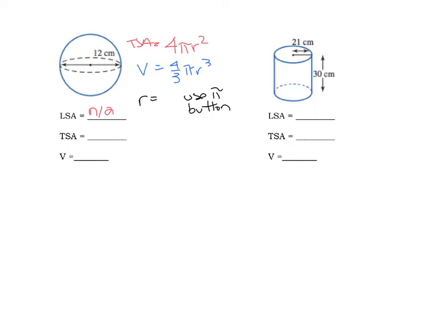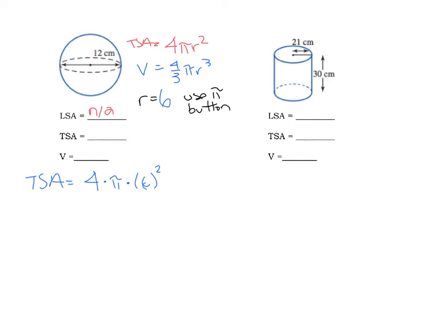So radius, notice they gave me that the whole thing is 12, which is the diameter. Radius is half of that, so I know my radius is 6. So now, let's find the total surface area by plugging in what we got. So we have 4 times the pi button times the radius squared. So 4 times pi button times 6 squared gives me an answer.